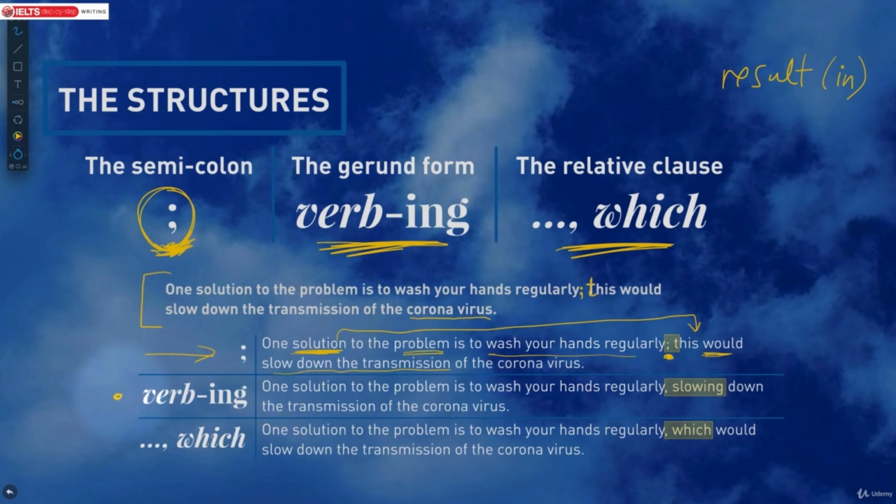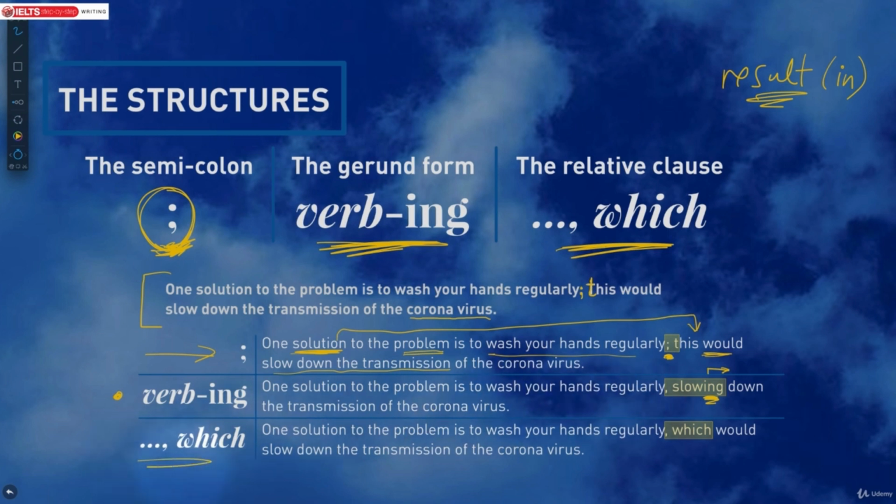Now we can use something called a gerund. A gerund is the ing form of the verb. Okay, so have a look at this one. One solution to the problem is to wash your hands regularly, slowing down the transmission of the virus. Here's the word result. The result is that it would slow down the transmission of the virus.